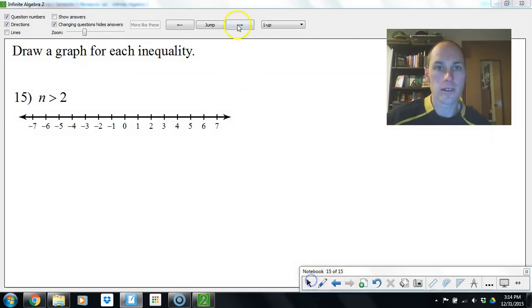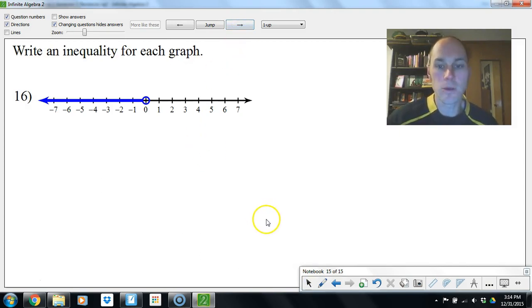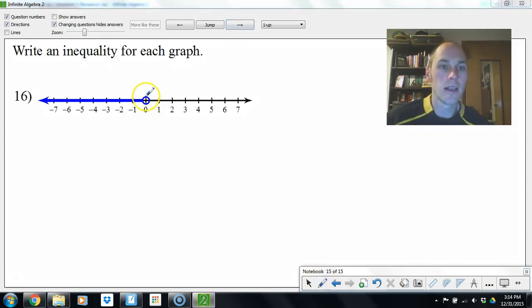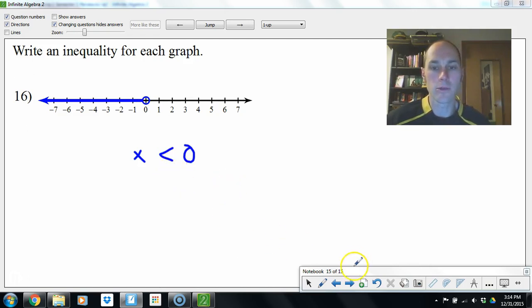All right, next one. Write the inequality for this graph. Well, it's an empty circle. The numbers are going less, so it's just going to be a less than. So all my values are less than 0. Remember, if it were filled in, then we would include the also equal to.